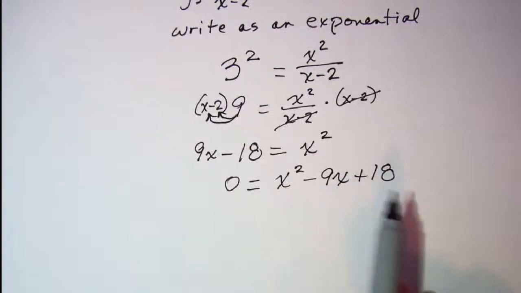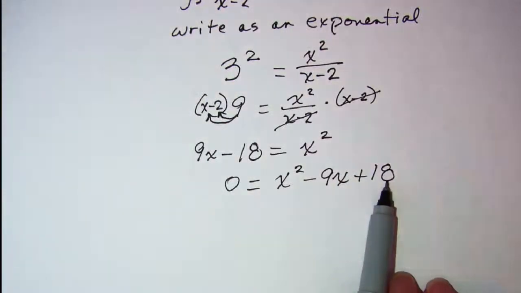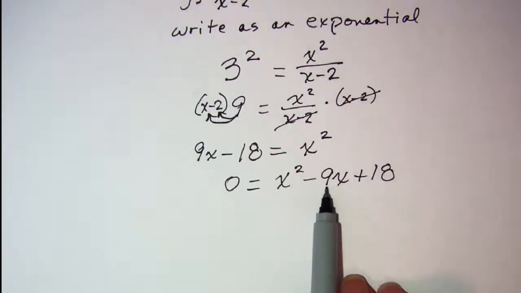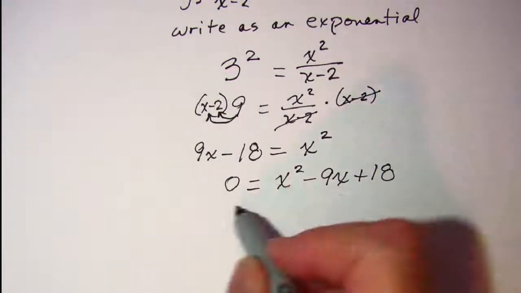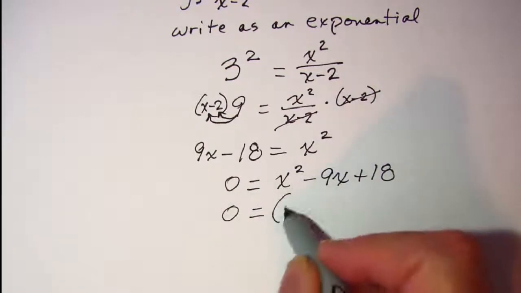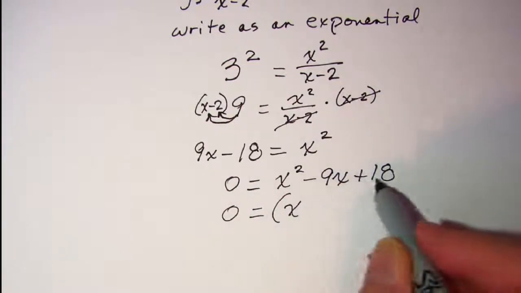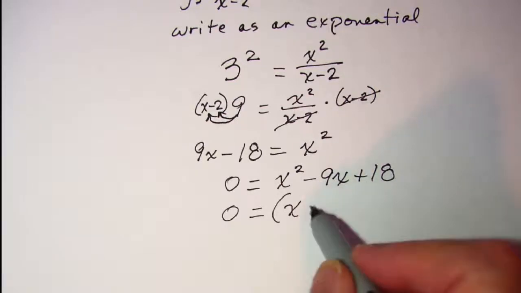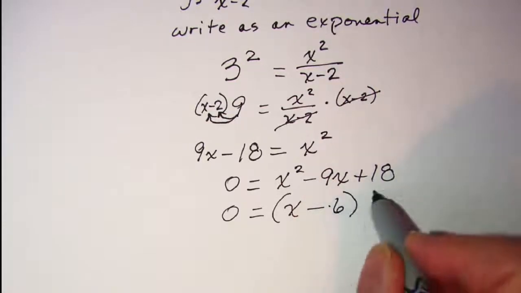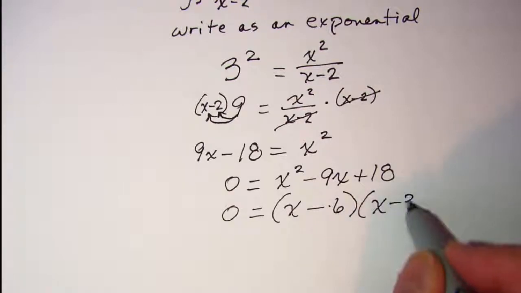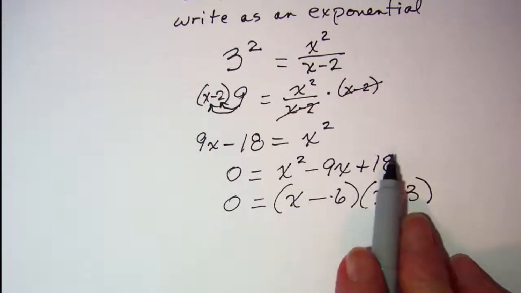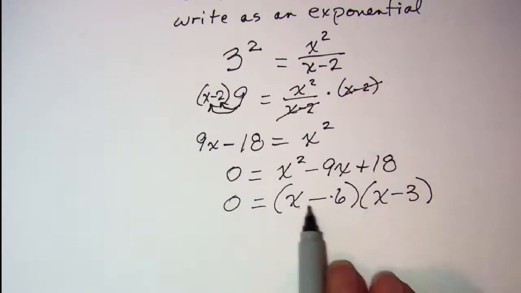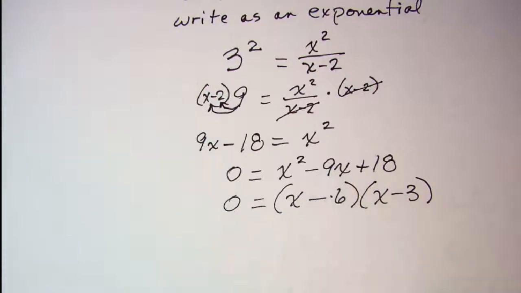Right. This, I think, factors. Two numbers that multiply to give me 18 and add to give me 9. I think 6 and 3 will work. So I have 0 is equal to x, and they both need to be negatives, so x minus 6 times x minus 3. We make sure that that works. Negative 6 times negative 3 is 18, and then a negative 6x and a negative 3x is a negative 9x.